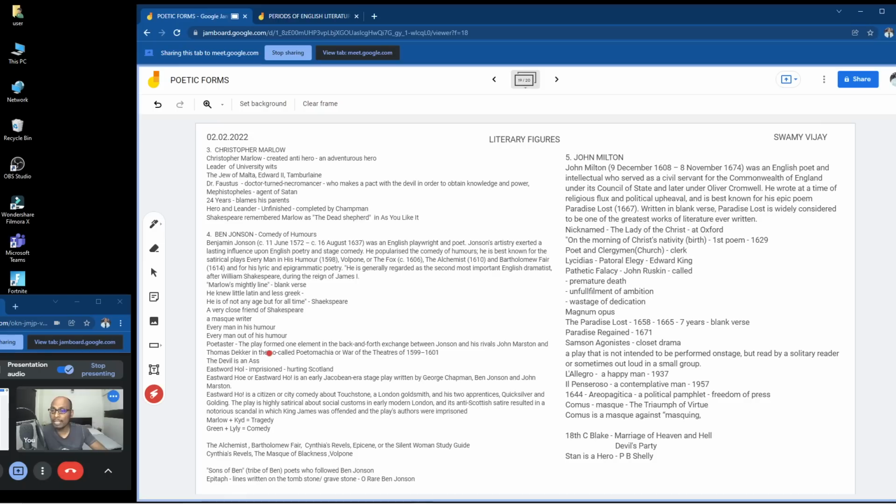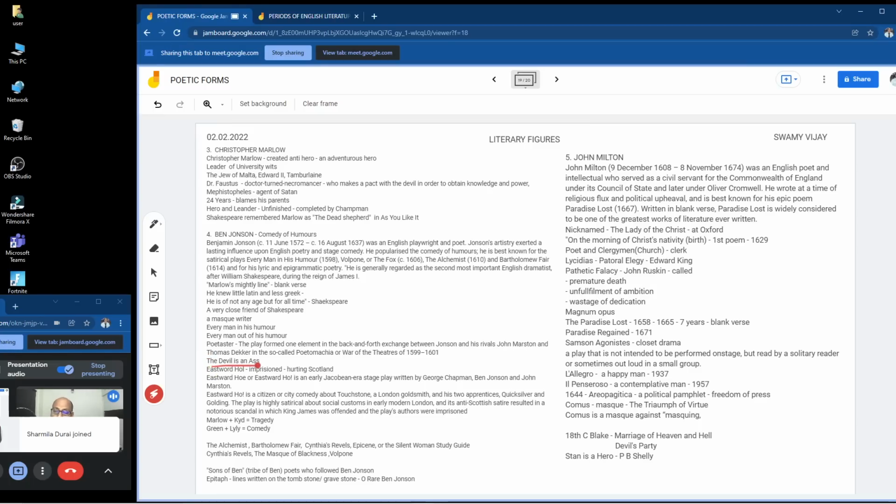Okay. Then he had written Poetaster. Have you heard about this word already? Somewhere you heard about this word? Recollect. So what is this Poetaster written by Ben Jonson? The play formed one element in the back and forth exchange between Jonson and his rivals John Marston and Thomas Dekker in the so-called Poetomachia, the War of the Theatres. Remember these words because these are very minor, so we may forget, but these may all come in exams.